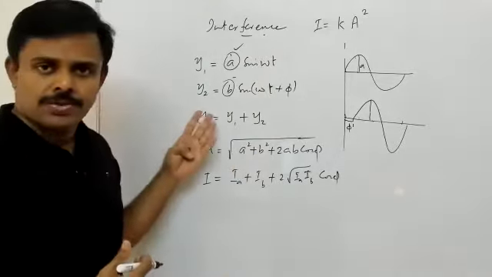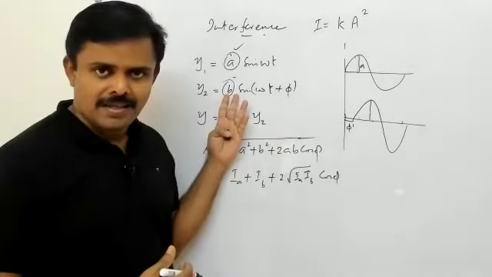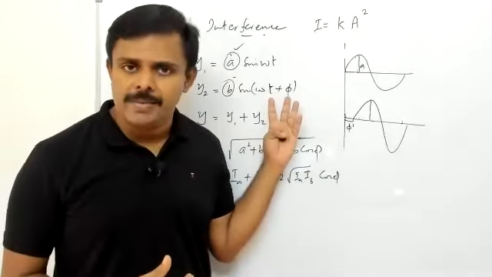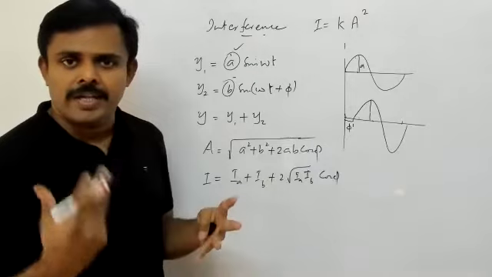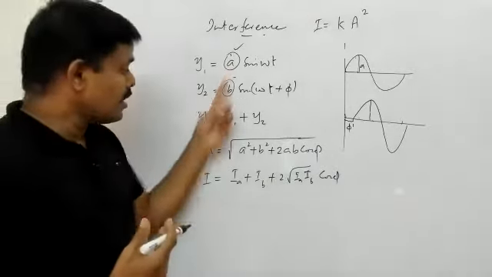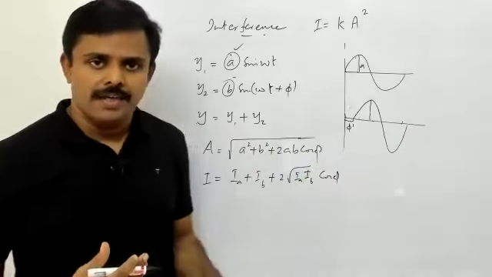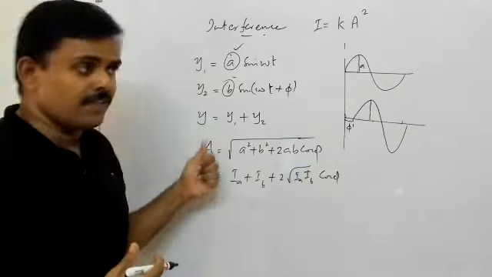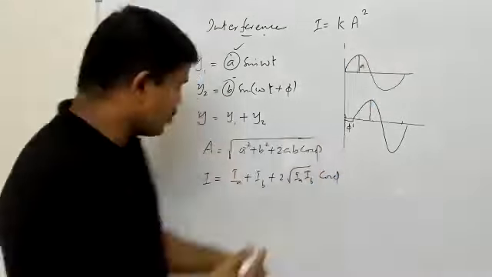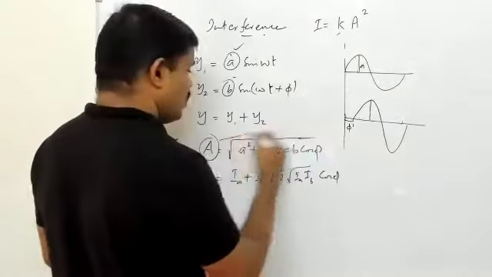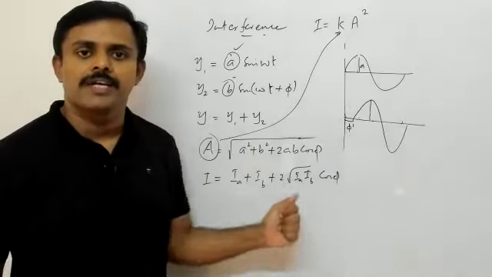And then I take another wave, y2, whose amplitude is different. It is B. And the phase angle is also different. It is ωt + φ. And when they join together, the resultant amplitude, contrary to your expectations, is the root of A² + B² + 2AB cos φ. This is the amplitude, and intensity is k times amplitude squared. Put this amplitude value in and simplify, and you'll get this equation: I_A + I_B + 2√(I_A I_B) cos φ.